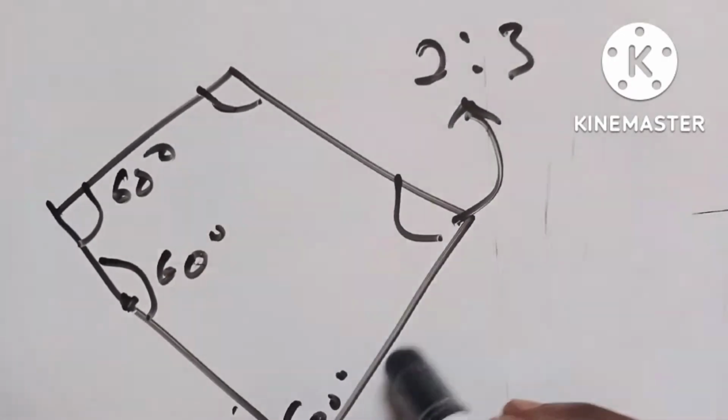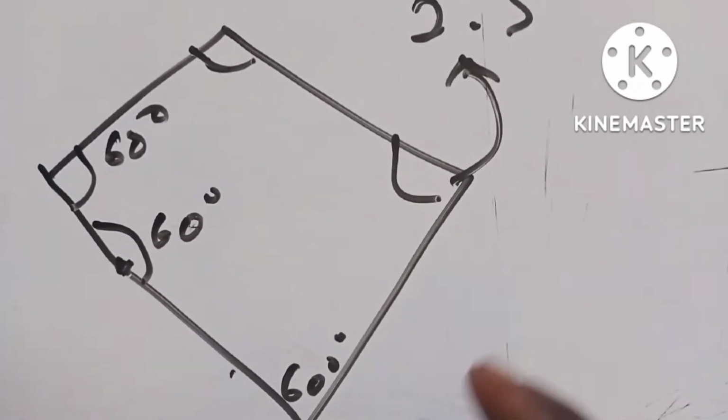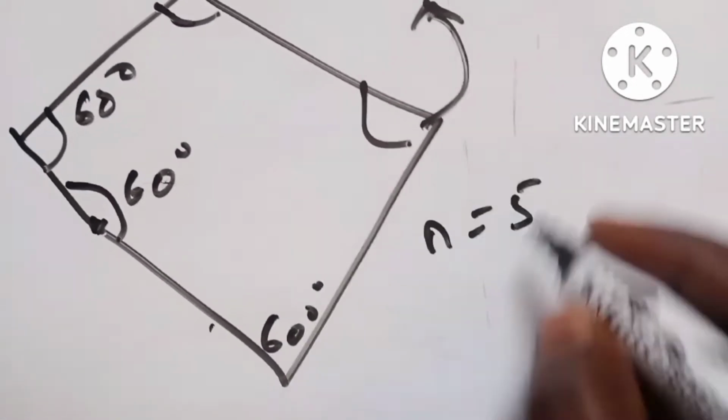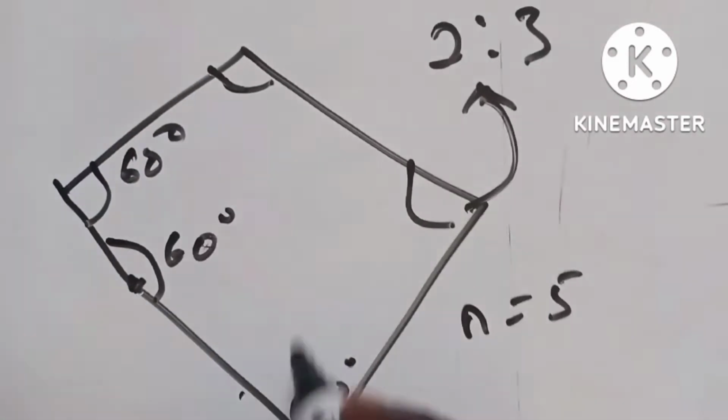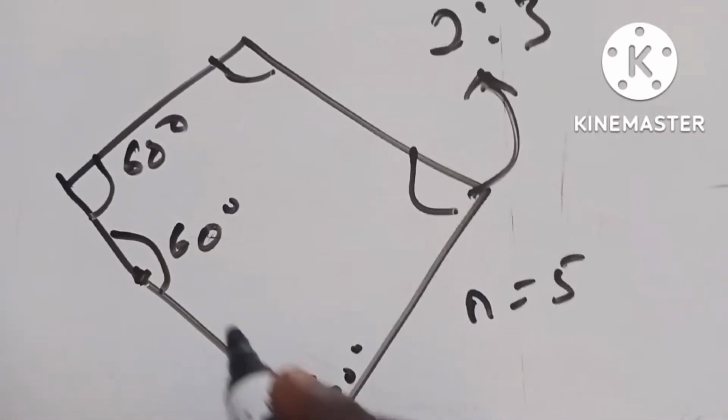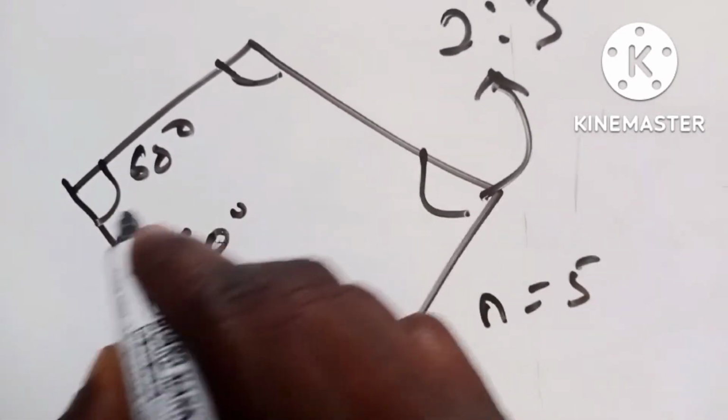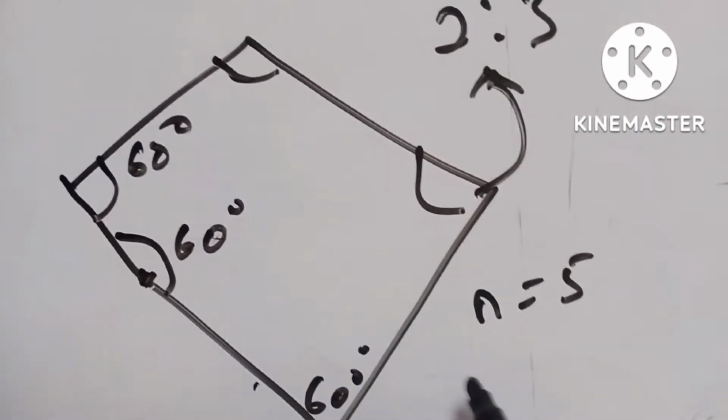Since this is a pentagon, we know that n is equal to 5 because it has n sides. So what do we know here? We are dealing with interior angles, the interior angles of a pentagon.